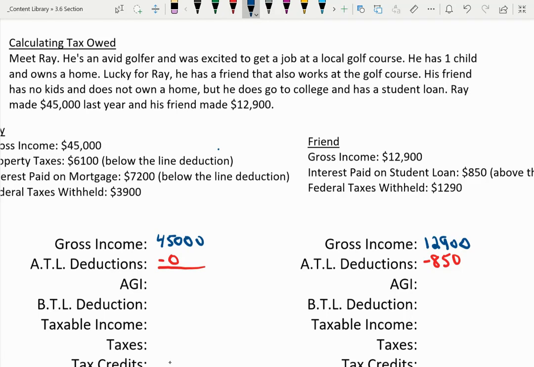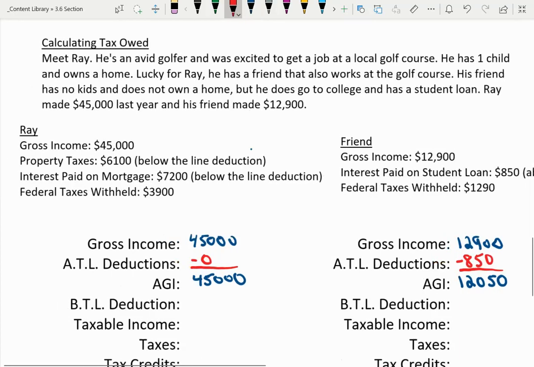So Ray, his adjusted income is going to be staying at 45,000, but his friend, that adjusted income drops down to 12,050. Okay. So because his friend was going to college and he had a loan out, he was paying interest on that loan. So the more interest you pay, you could actually take that away from your gross income. So that is a good thing.